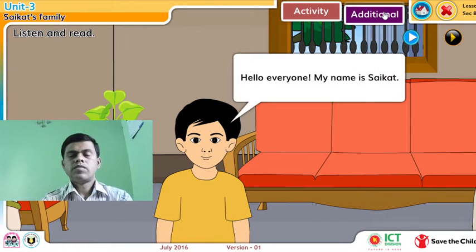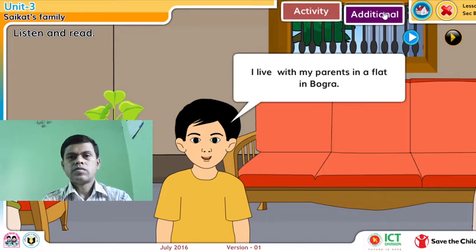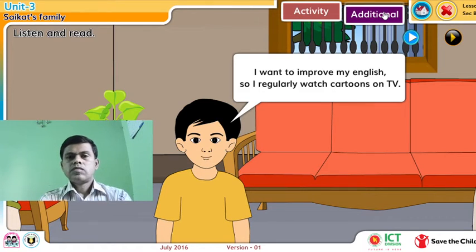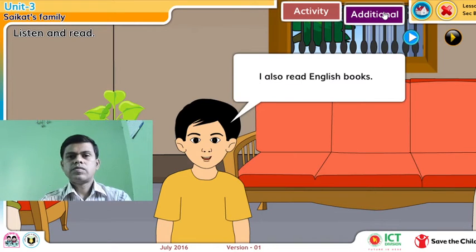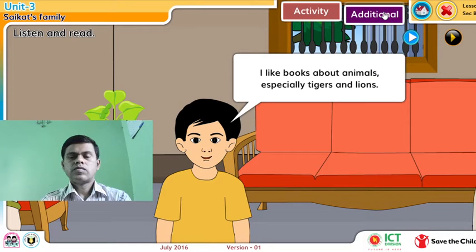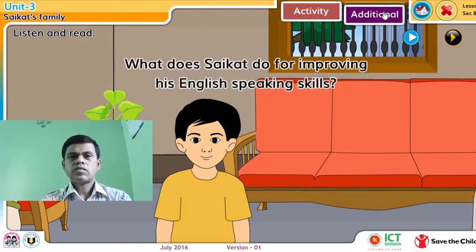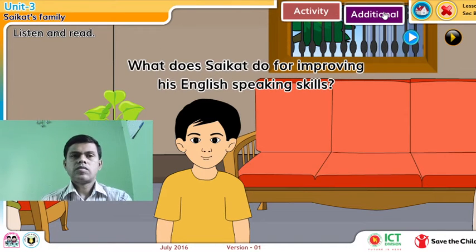Hello everyone, my name is Shoikhat. I live with my parents in a flat in Bogura. I read in class 5. I want to improve my English, so I regularly watch cartoons on TV. I also read English books. I like books about animals, especially tigers and lions. What does Shoikhat do for improving his English speaking skills?